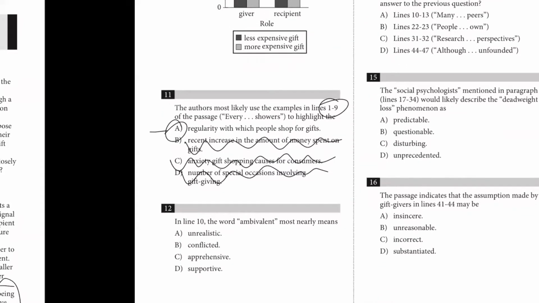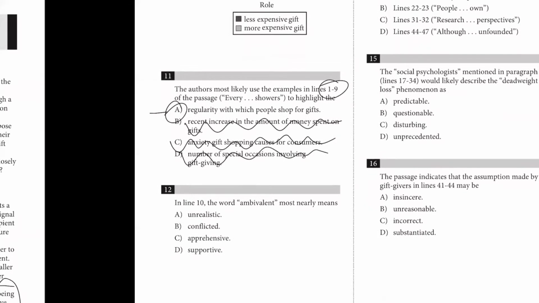Good job, guys. All right, line 10, the word ambivalent. Remember, I already stated this one out for you guys. What do you guys put for ambivalent on question 12? B? Good. Yep, conflicted, right? Because what does ambivalent mean? Mixed feelings. There's no definitive feelings. They're very controversial. It's very conflicting. B, easy.